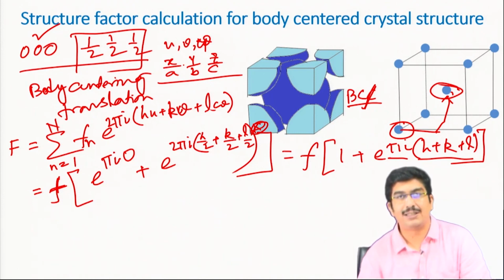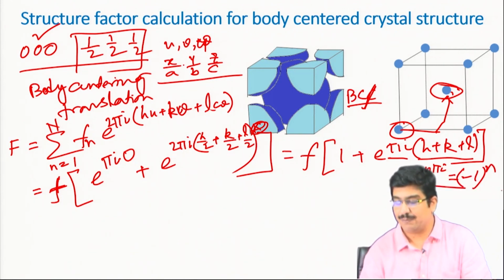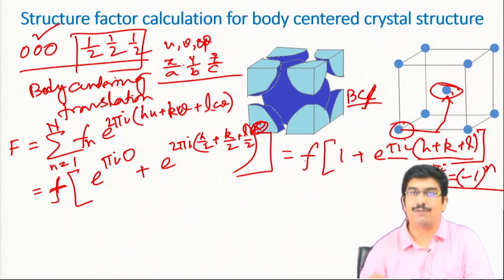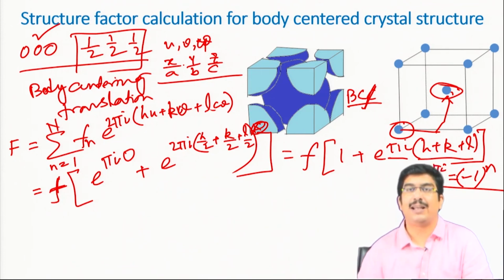If it is an odd integer, then this will come out to be minus 1. Remember that e to the power n pi i equals minus 1 to the power n, that relationship. So from there we know this has to be an even integer multiple of pi i in order to make this 1, and finally that will make it 2f. If n is an odd integer here, this will become minus 1, and ultimately there will not be any intensity.